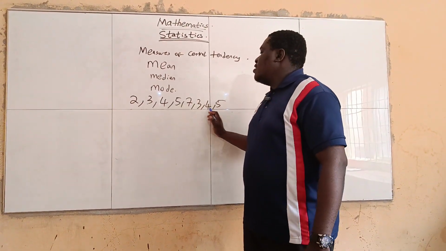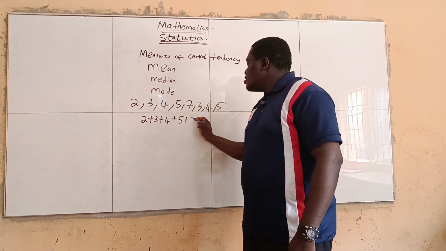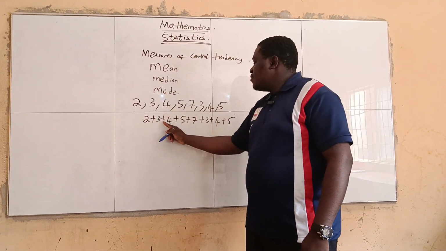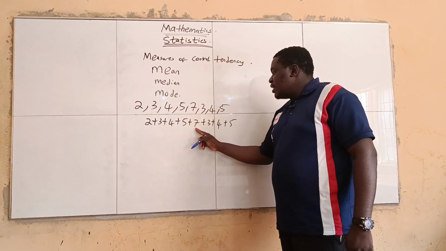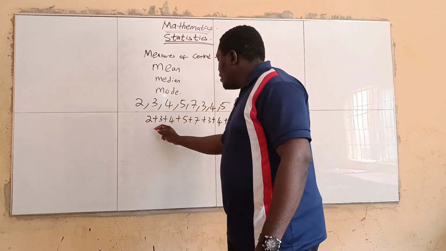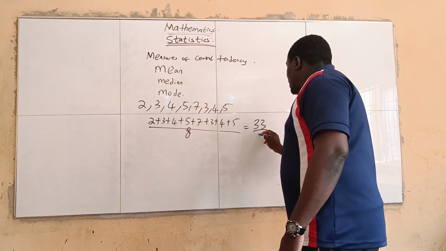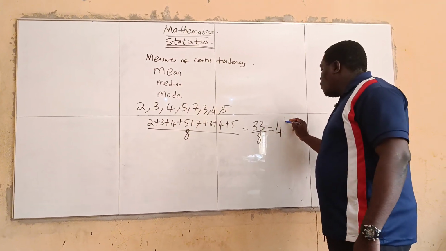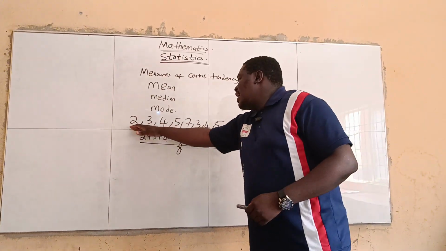We add everything here. So that is 2 plus 3 plus 4 plus 5 plus 7 plus 3 plus 4 plus 5. 2 plus 3 is 5. 5 plus 4 is 9, plus 5 is 14, plus 7 is 21, plus 3 is 24, 28 and 33. So adding everything and dividing by what? 8. So you have 33 divided by 8. 33 divided by 8 is going to give us 4 whole number 1 over 8. So this is our mean value for this particular data that is collected.